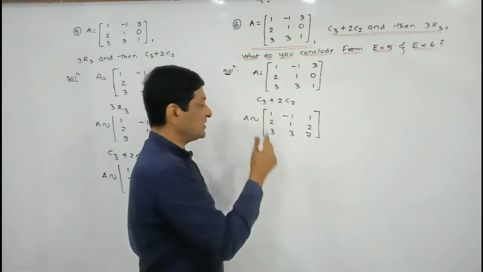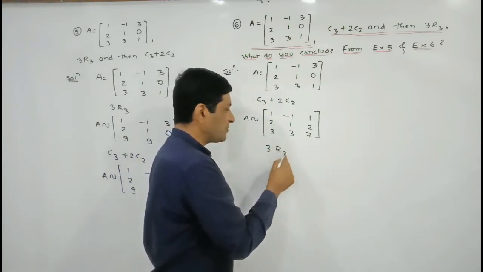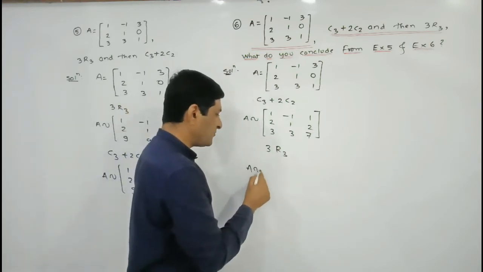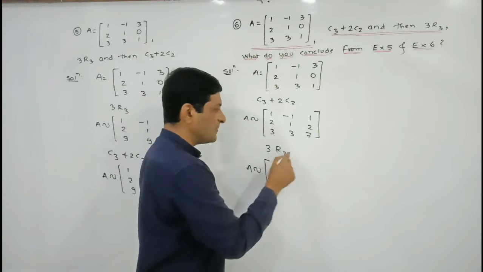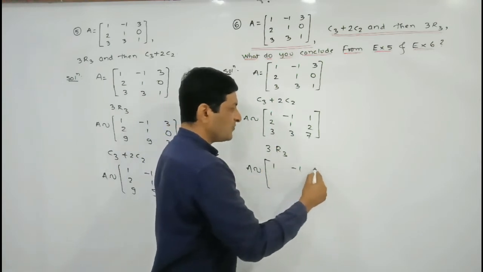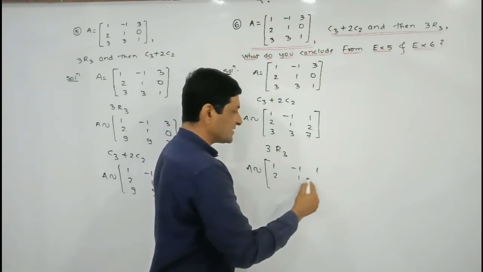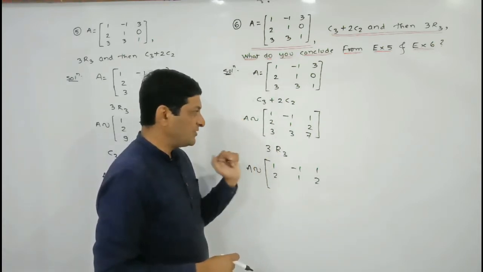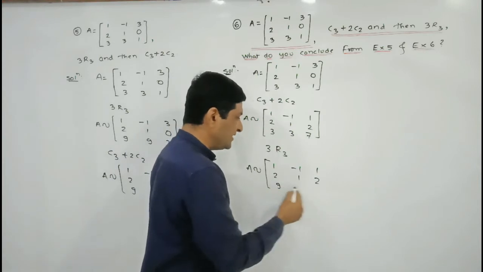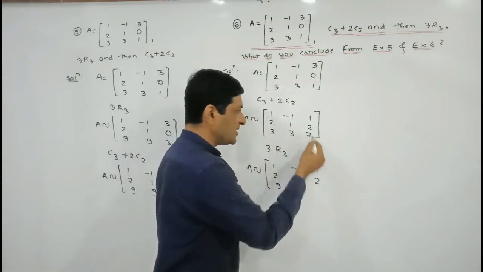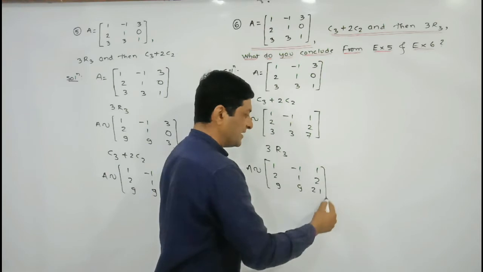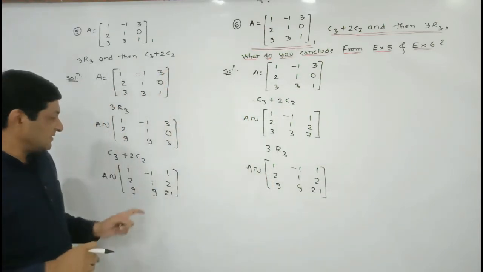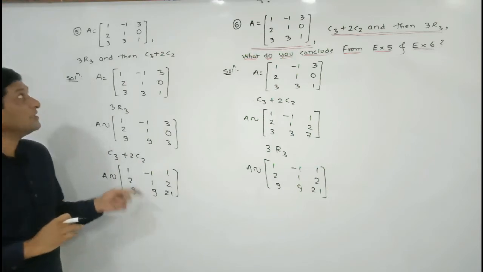Now the second operation is 3R3. 3R3 means we are multiplying the elements of the third row by 3. Let us see what we get. Keep the elements of the first row as it is, second row also as it is, and multiply the elements of the third row by 3. We get 9, and multiplying here by 3 we get 21. Now this is the new matrix which you get in example 6, and this is the new matrix which you got in example 5.